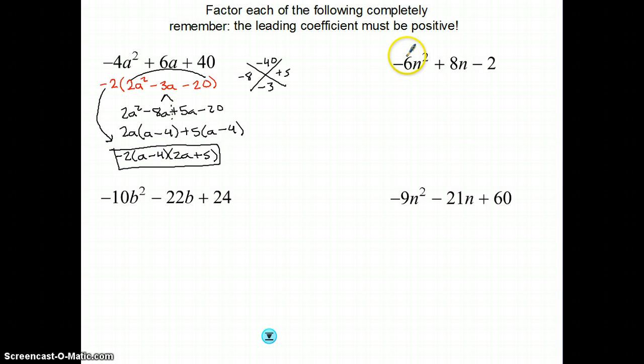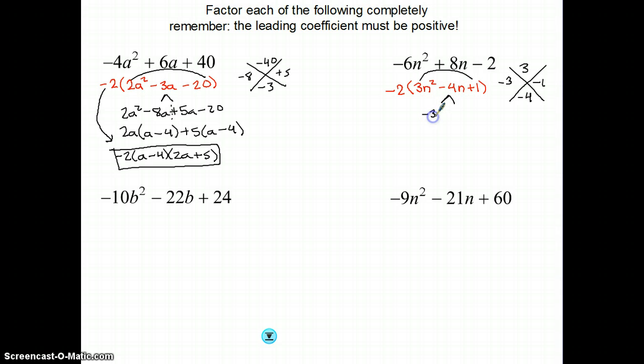To the right, again, since my leading coefficient is negative, I have to take out a greatest common factor that is negative. And between 6, 8, and 2, there is a common factor of 2. So I'm going to factor out a negative 2 from this polynomial, leaving me with positive 3n squared minus 4n plus 1. Using my diamond on this trinomial inside parentheses, 3 times 1 is 3, and I'm adding to a negative 4. Two numbers that multiply to positive 3 and add to negative 4 are negative 3 and negative 1.